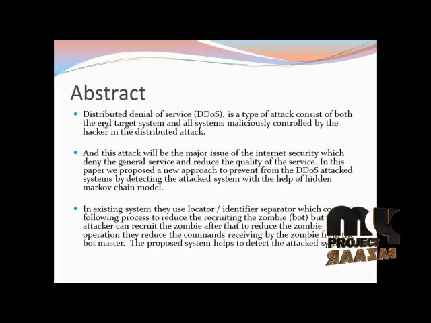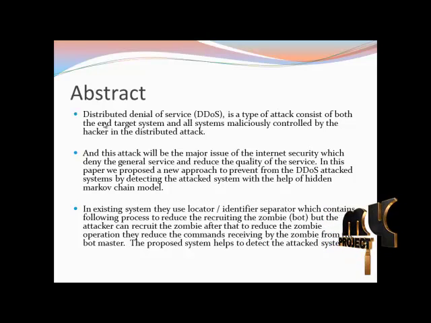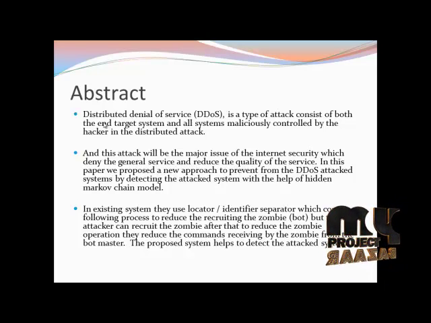Now going to explain the abstract. The main problem we are going to address is distributed denial of service. This is a type of attack consisting of both the end-target system and all the systems maliciously controlled by the hacker, otherwise called the bot master. In the existing system they use a locator and identifier separator. It is mainly used to prevent attacks, but in the proposed system we are using it to detect the attacked system.